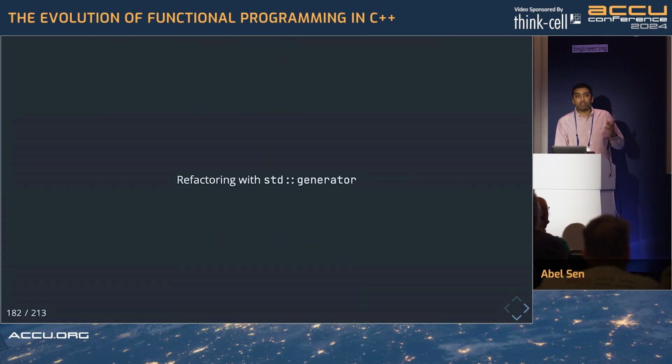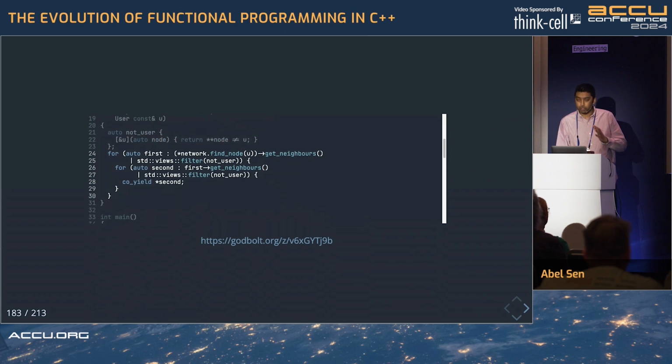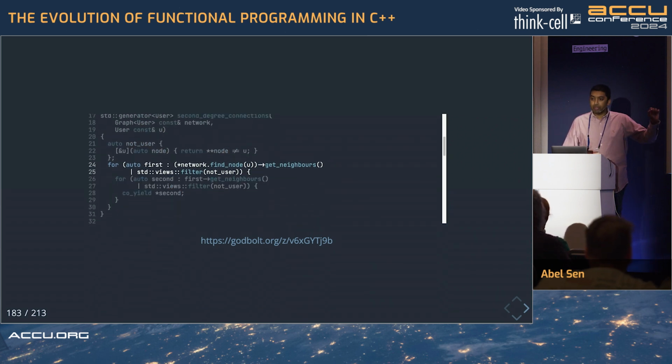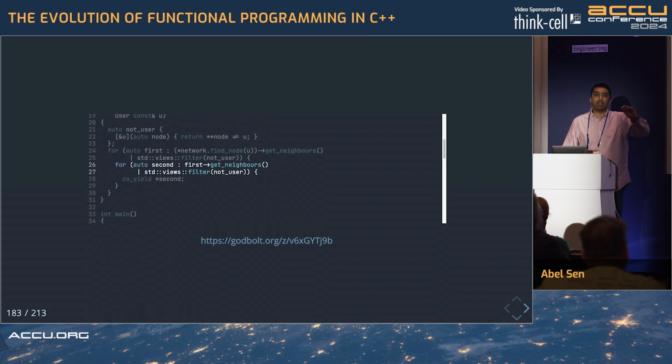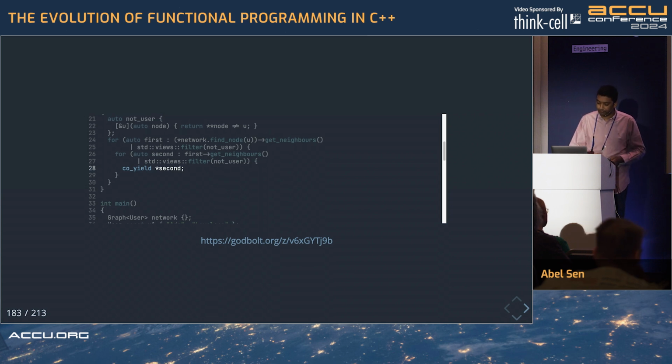I can actually refactor this example as a generator. It's much more imperative in nature in the internal implementation. So we use a double nested for loop. The outer one iterates over the first degree connections. The next one iterates over the first degree connections of the first degree connections. And then we can actually co_yield each such connection because the generator is actually an instance of a coroutine type.